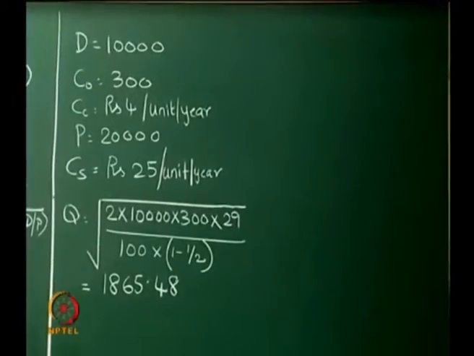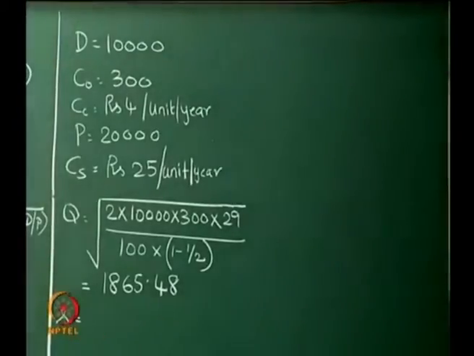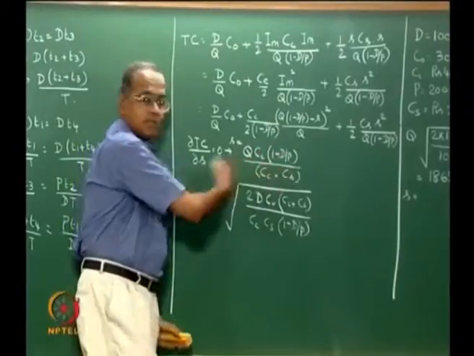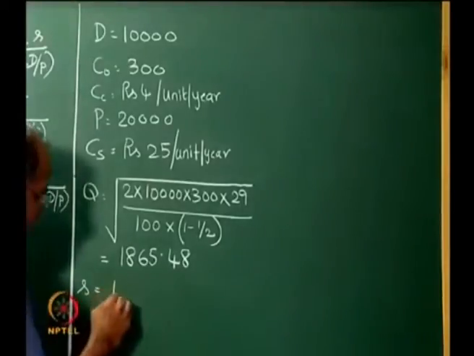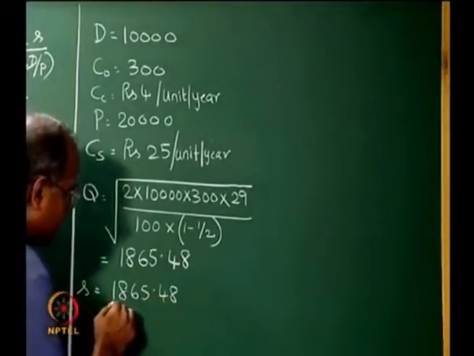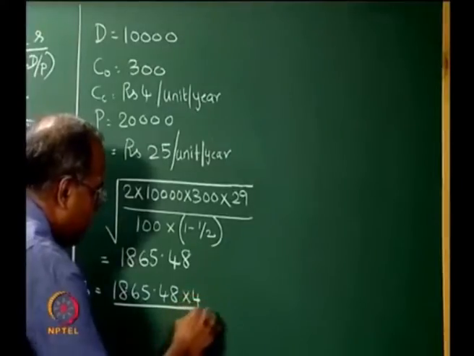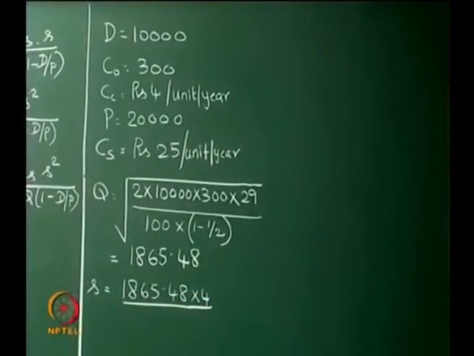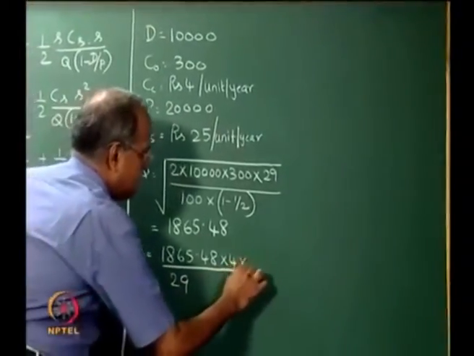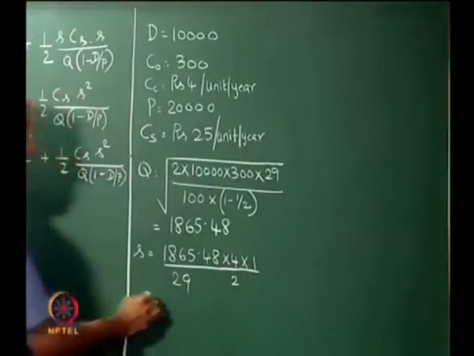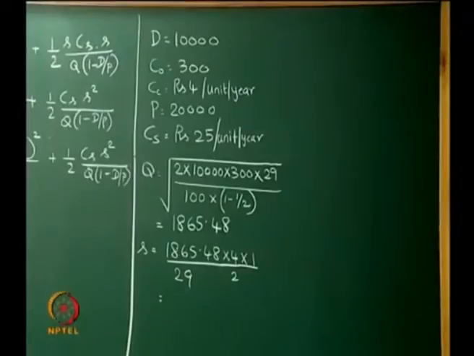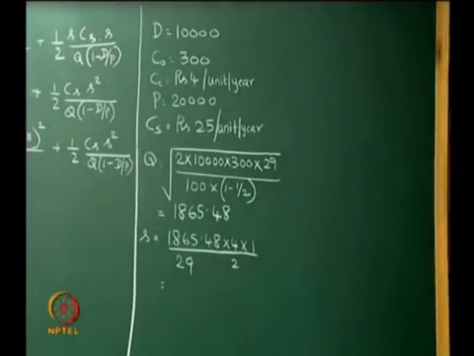And then we also have S. The moment we know Q, we can get S. S is equal to QCc into 1 minus d by P divided by Cc plus Cs. So, this is 1865.48 into 4, QCc by Cc plus Cs is 29, into 1 by 2, 1 minus d by P is half, so into 1 by 2. So, this gives us S equal to 128.65.